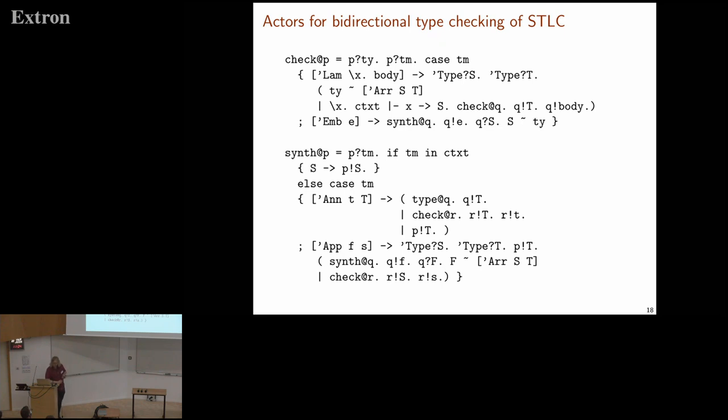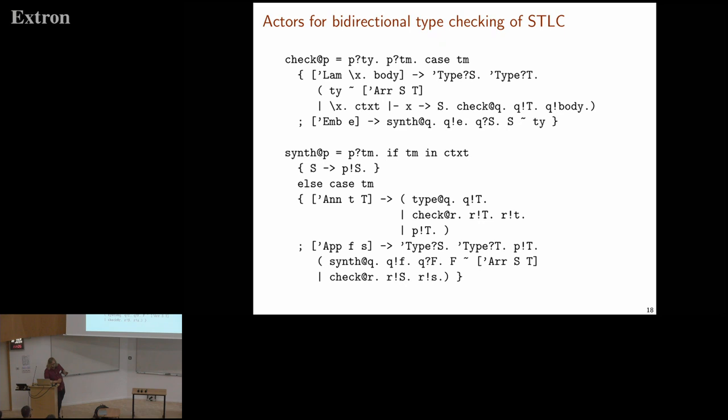So we see that we have a check actor and a synth actor. If you look at the check actor first, it's first receiving a type and a term, because if you remember the protocol, it was supposed to receive a type and a term, and then win or fail. Then we do a case on the term, and we see if it's a lambda or if it's an embedding of a synthesizable actor. If it's a lambda, then we can pattern match on the body, so we know that it's binding an X, like this, and then there's a body.